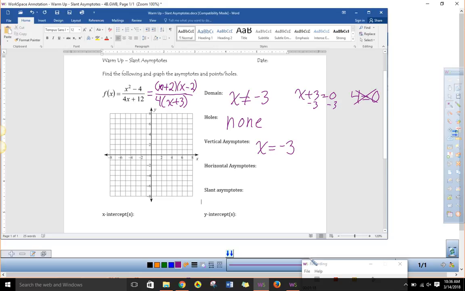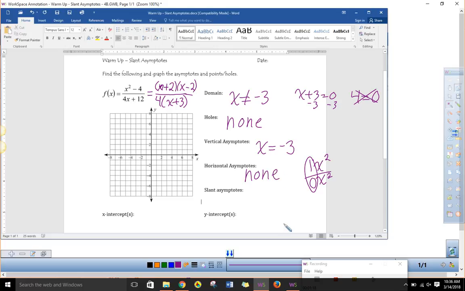We look at those exponents, which in this case is x squared. Highest exponent is x squared. How many do I have in the numerator? 1. Denominator? Uh-oh. What if it was 0 divided by 1? 0. Then it would be 0 and it would be okay. So there are none. There are no horizontal asymptotes.